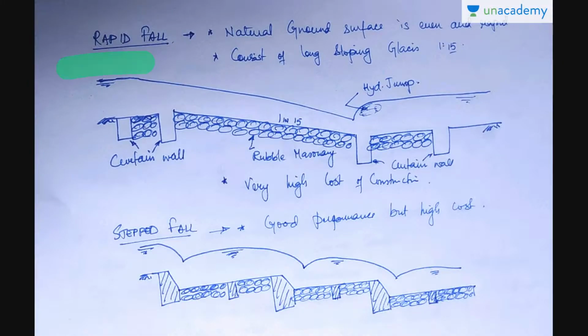Now come to rapid fall. Let's see what a rapid fall is. In rapid fall, this is your rapid fall. You can see the curtain walls here on the upstream side and downstream side. These are all stone pitching, rubble masonry work. And here is where the hydraulic jump forms, and this is your sloping glacis.